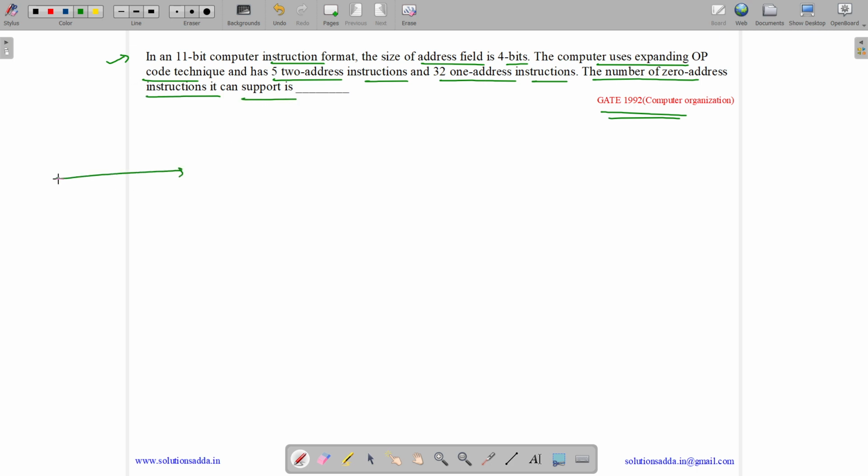So we have an instruction of size 11 bits. So what is the number of instruction encodings possible? It is equal to 2 to the power n, or 2 to the power 11, or we can say it is equal to 2048 instruction encodings are possible. It has a 4-bit address field. Now it is using expand opcode technique.